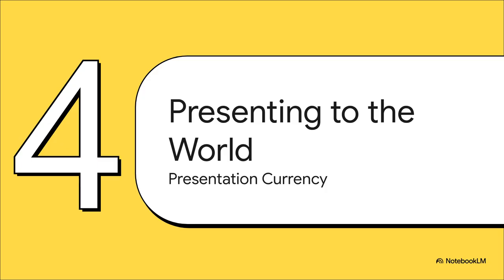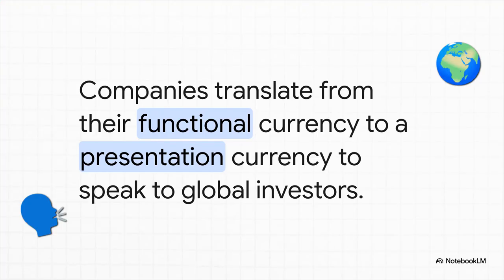Okay, so we've got the individual transactions sorted. Now, let's zoom back out to the big picture. How does an entire company, with operations all over the globe, present one unified financial story to the world? This is where something called the presentation currency comes into play. A company might have a functional currency of Japanese yen, right? But if it wants to speak to investors all around the world, it might choose to present its financial statements in a more common language, like the US dollar. This is basically a second layer of translation for the entire company.